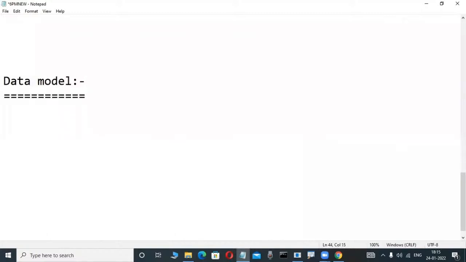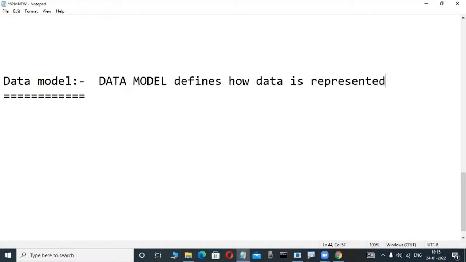Data model represents how data is represented. Data model defines how data is represented at the logical structure of the database. Observe here, how easy is the definition: the logical structure of the database.